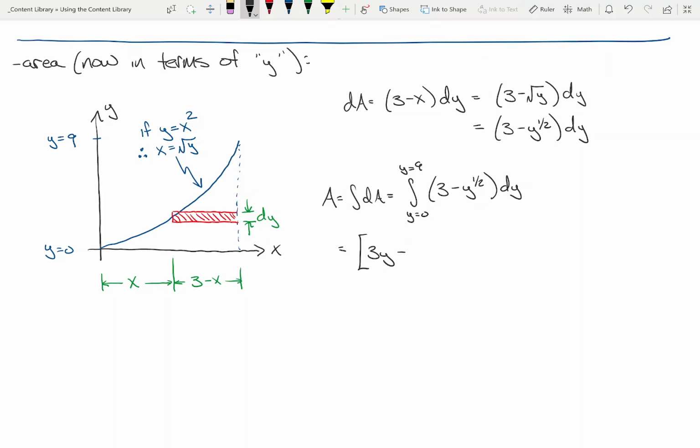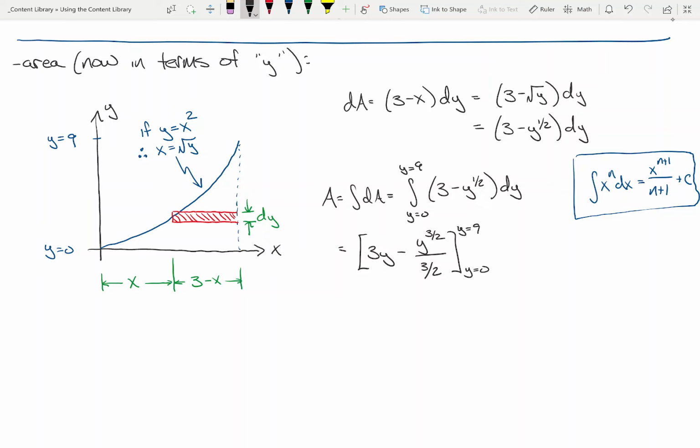Well, no, hold on. If you have the integral of x to the n dx, right? So this is going to be y to the 3/2 over 3/2. Is that right? It's not a reciprocal. Yeah. So this is going to be evaluated from y equals 0 to y equals 9. Is that right?